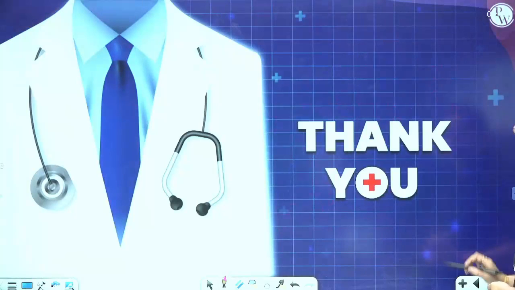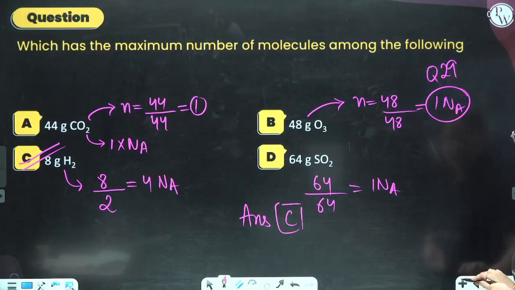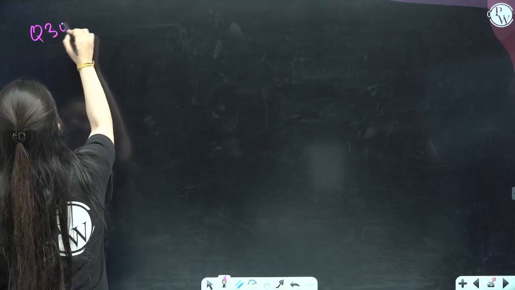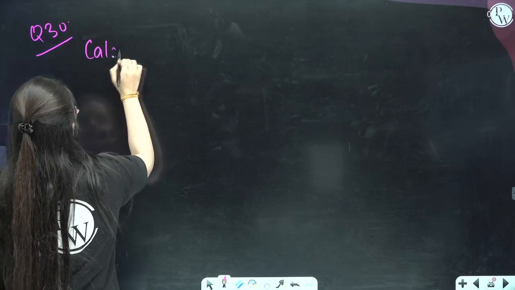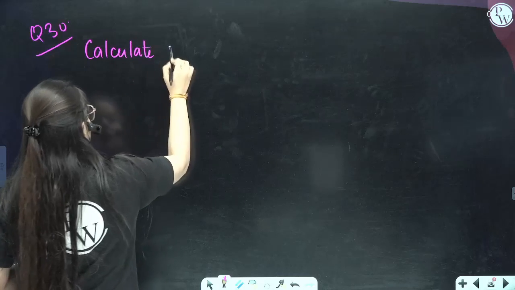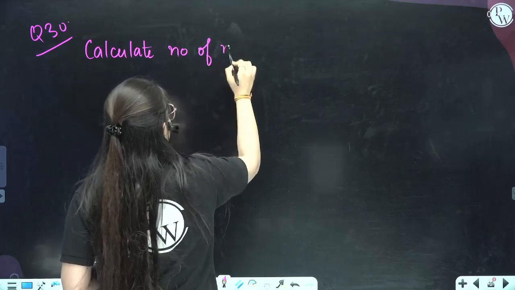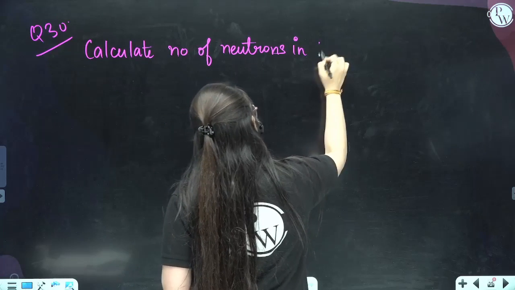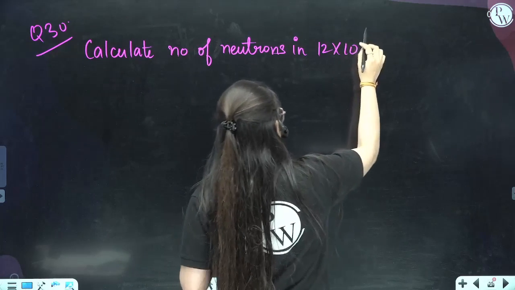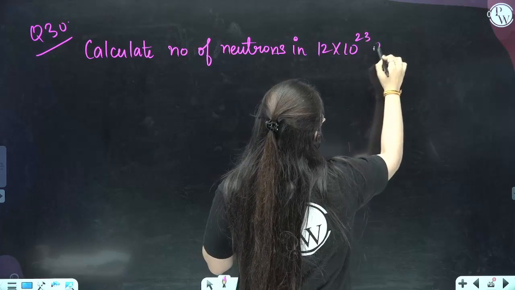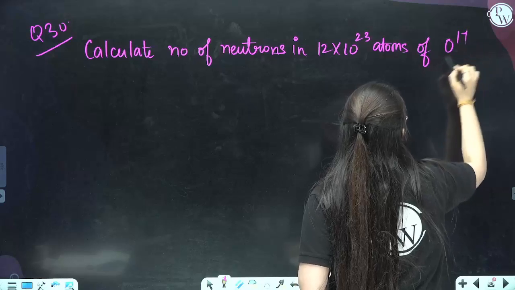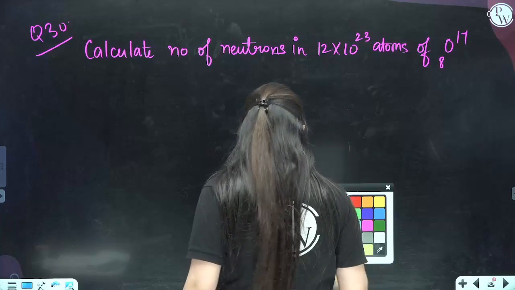Okay, one more question, students, which I want for you people. Question number 30. Let us write over here. Calculate number of neutrons in 12 into 10 raised to the power 23 atoms of O-17 with atomic number 8. This is your question.